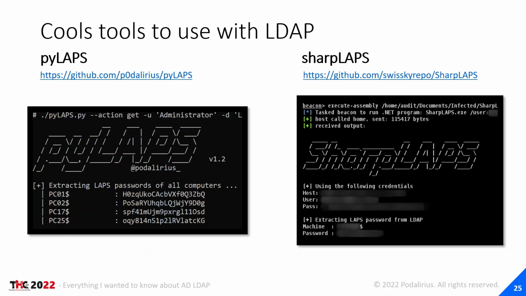So here are two tools to retrieve LAPS passwords from a Windows domain. The first one is PyLAPS. It's a tool I wrote to be able to retrieve LAPS passwords from a Linux machine to a Windows domain. For example, I do most of my pen testing from Linux machines, so I like to have tools that work on Linux. This one is in full Python and uses Impacket to connect to the LDAP and retrieve the LAPS passwords of all the local administrators of all the machines. And the second one is SharpLAPS from Swisskey, which can run standalone on a Windows machine as an executable, or from a Cobalt Strike beacon with execute-assembly.